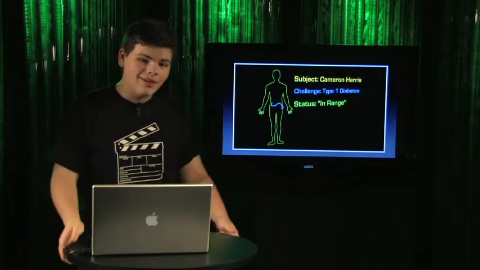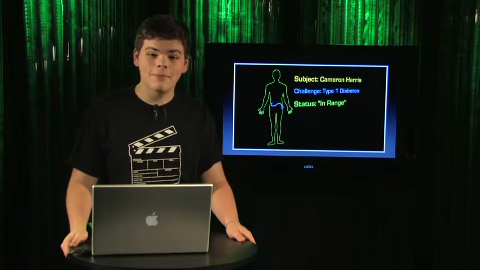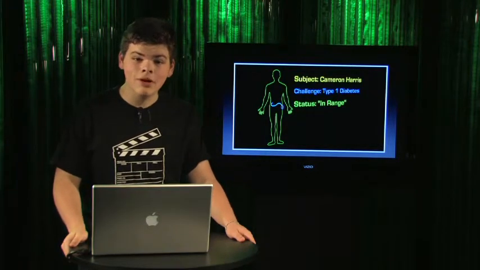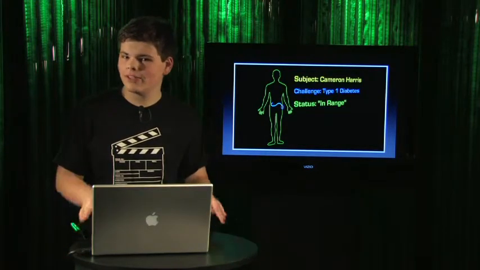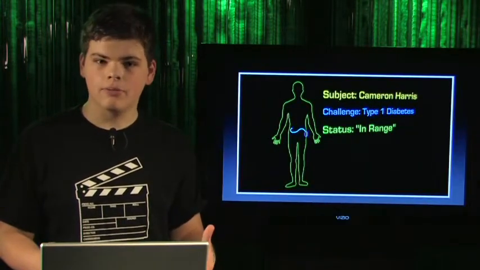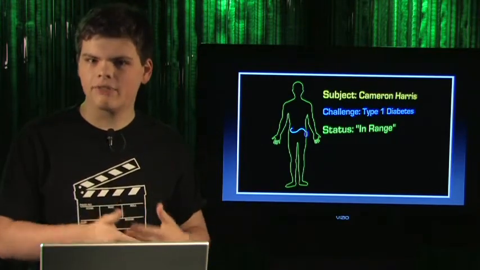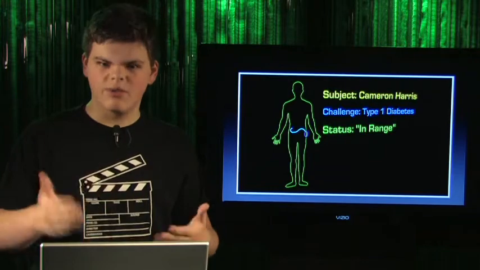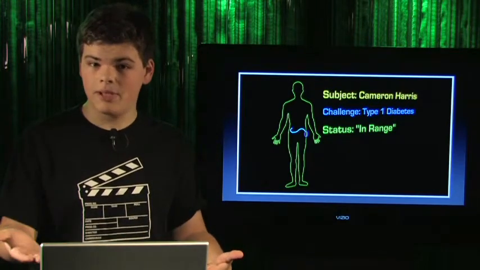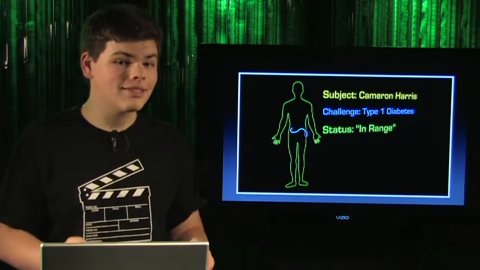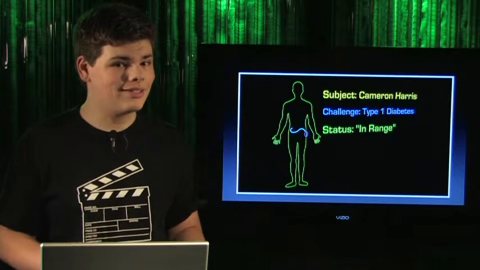Hello there everyone, I'm Cameron Harris and this is In Range episode number 15. Today we're going to be talking about spotting patterns in your blood sugars. Now when I say a pattern, I mean a time of day when your blood sugars are consistently high or consistently low day after day. Say before dinner you're usually coming in high, that would be a pattern. A pattern is always consistent, but it's not always the easiest thing to spot.